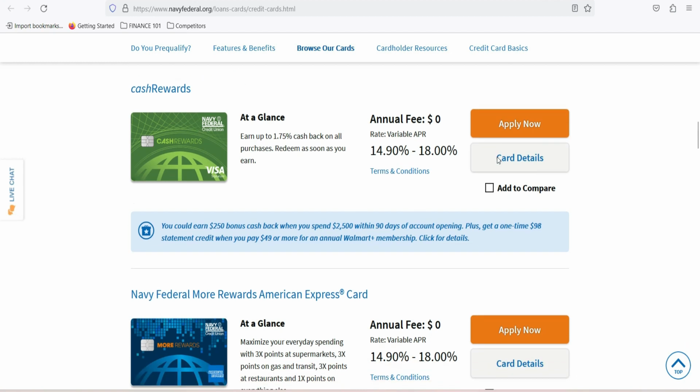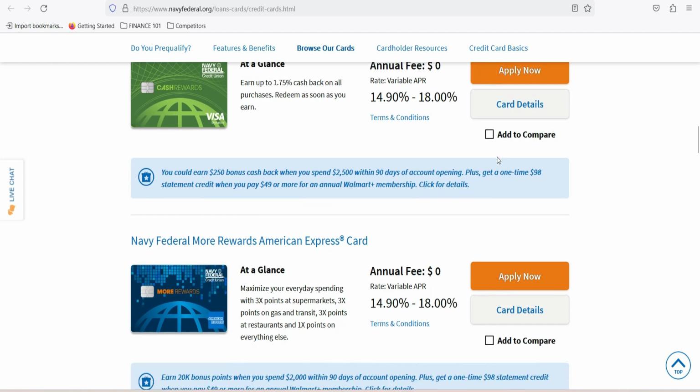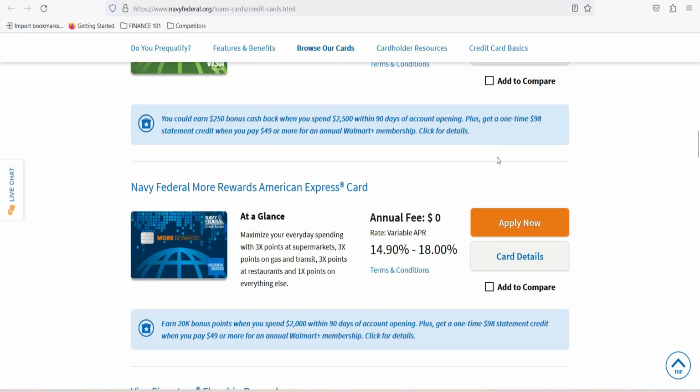6. Request a specific credit limit. Some credit card applications allow you to request a specific credit limit. If you have a particular limit in mind, consider requesting it during the application process. Keep in mind that the credit union will make the final determination based on your creditworthiness.